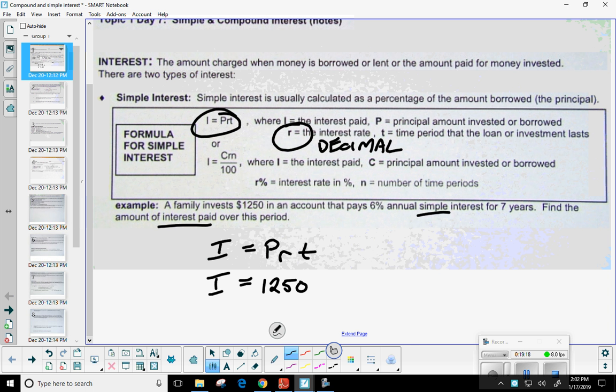$1,250 times 6%. Now, if I'm going to use this formula, I'm going to make sure that's a decimal, because otherwise, if you leave it at 6 in this formula, it's actually going to take it as what? 600%, and I would love to get a bank account like that.